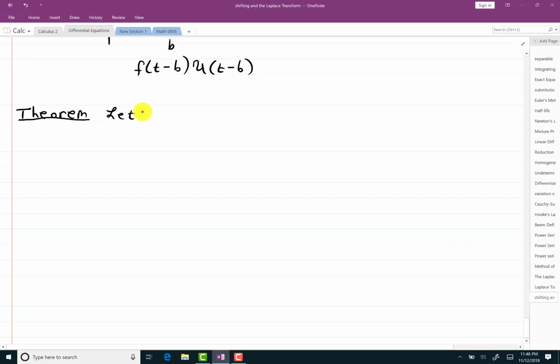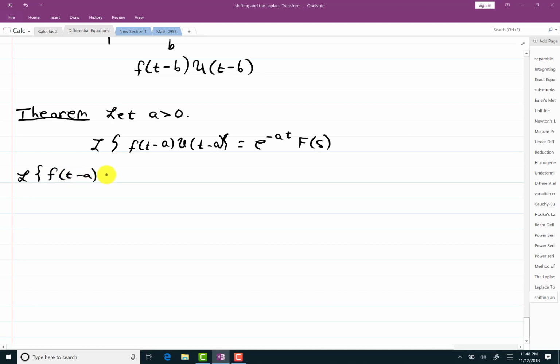Let a be positive. The Laplace transform of f of t minus a times u of t minus a equals e to the negative as times F of s. And that's the Laplace transform of just f itself. And the way you could do this, if you wanted to see how this actually works out, let's see, I've got my f of t minus a times u of t minus a.